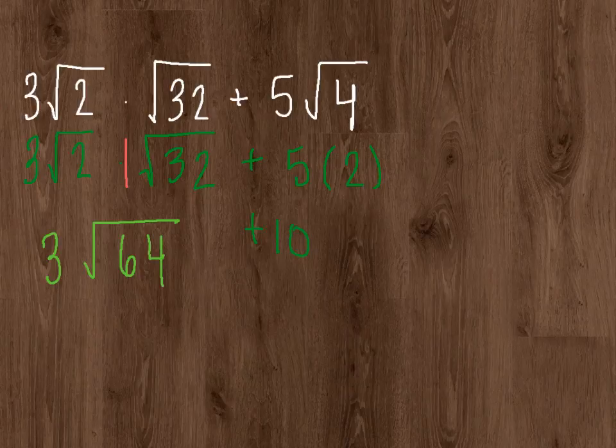Now I need to double check. So in my calculator I type in square root of 64 and that is 8. I'm going to put that in parentheses because I still have that 3 out in front and I still have the plus 10.